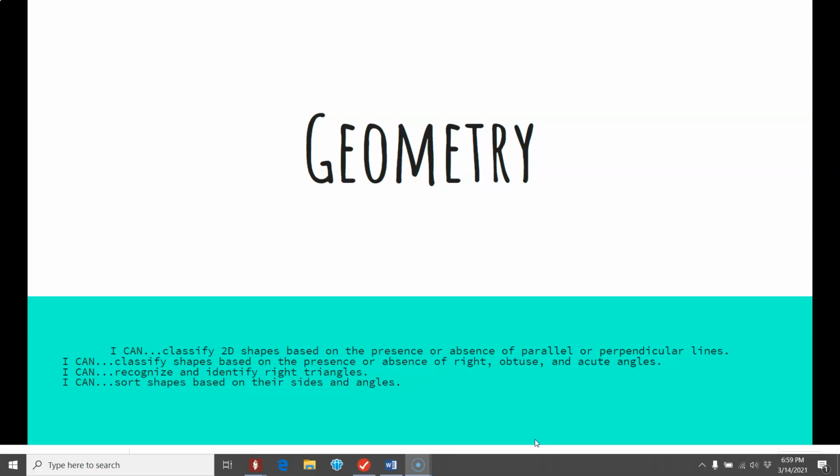That means, does the shape have parallel lines, or is the shape absent of parallel lines? Presence means a shape has that thing, absence means it does not. I'm going to talk you through a little bit of this and then you're going to try it today.